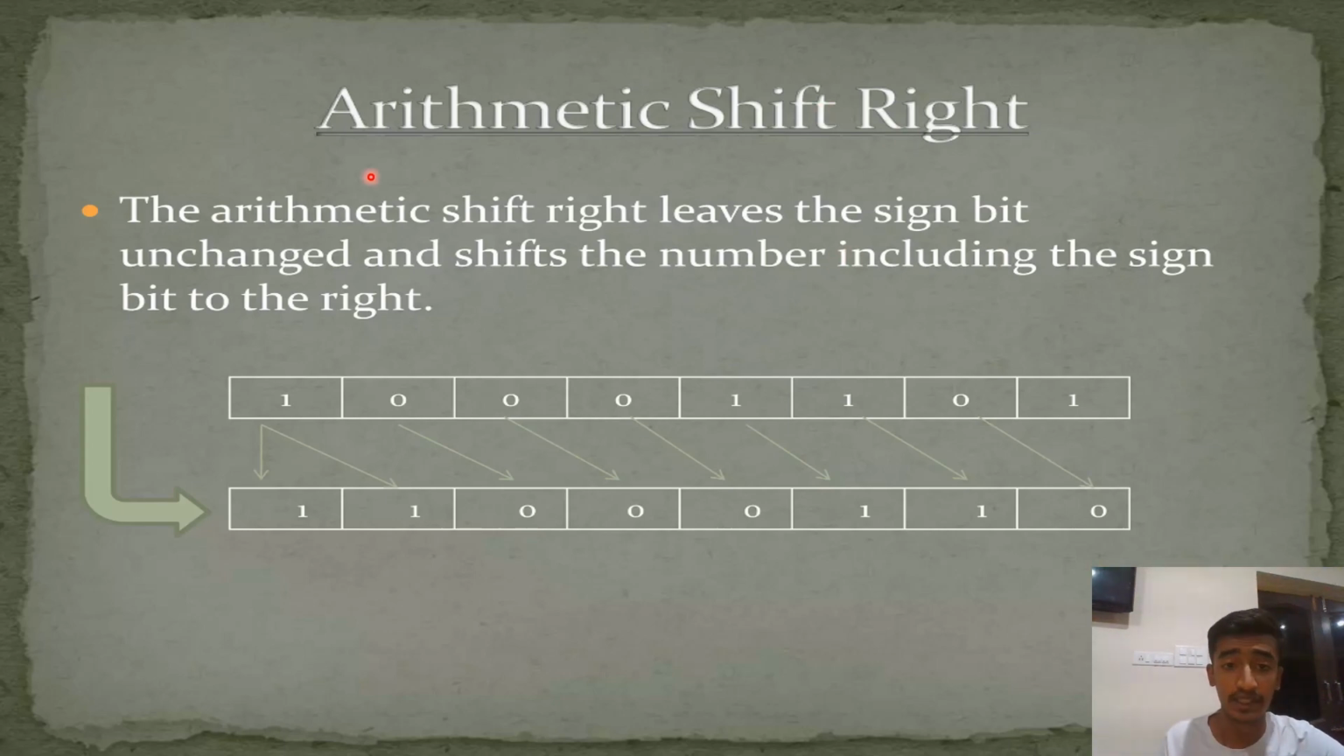What is arithmetic shift right? The arithmetic shift right leaves the sign bit unchanged and shifts the number including the sign. Here we will learn what the arithmetic right shift is: 0 to 0, 0 to 0, 1 to 1, 1 to 1, 1 to 1. That is, we can shift the number to the right.